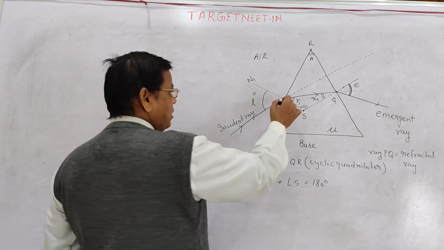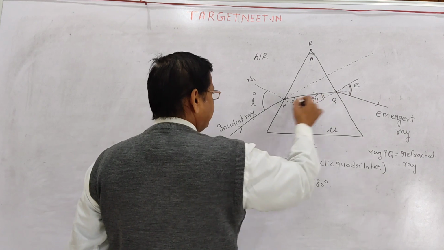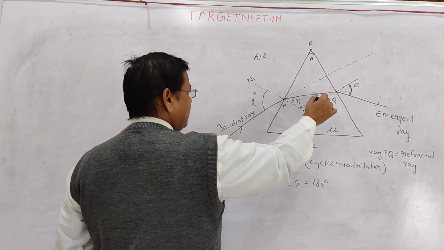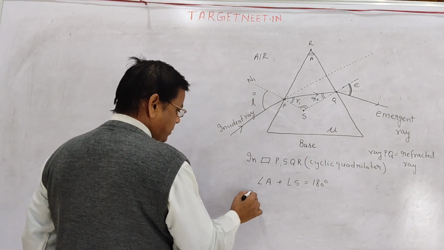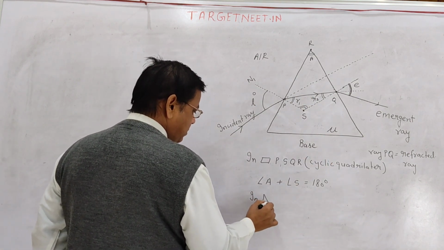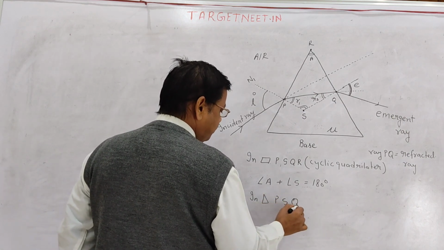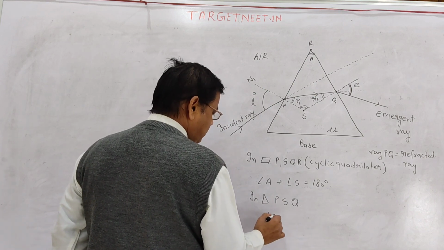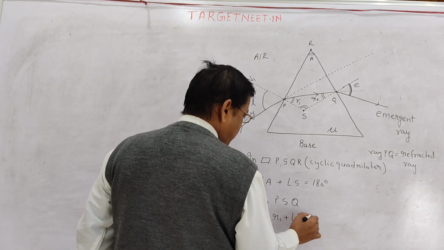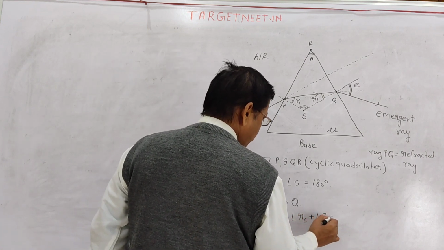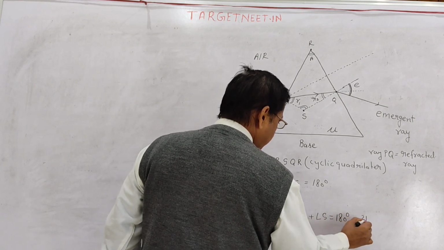And in triangle PSQ, angle R1 plus angle R2 plus angle S must be equal to 180 degree, because the sum of all three angles in a triangle is 180 degree.